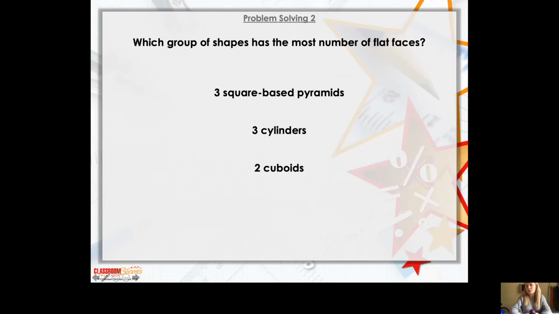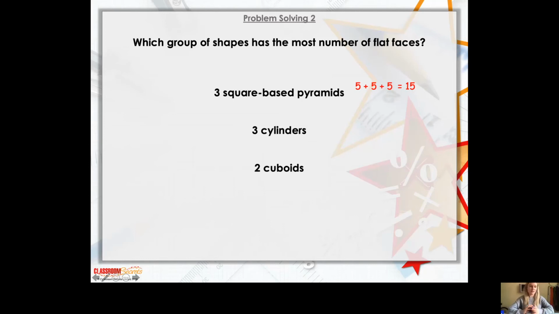So 5 flat faces. To work out how many flat faces 3 of these would have, we need to do 5 plus 5 plus 5, don't we? Now, what is 5 plus 5 plus 5? Well, let me count in steps of 5, 3 times. So I've got 5, 10, 15. I've counted 3 steps of 5 and I got to 15. So 3 square-based pyramids have 15 flat faces. Now, what about 3 cylinders and 2 cuboids? Could you pause the video and have a think how many flat faces will 3 cylinders and then 2 cuboids have?